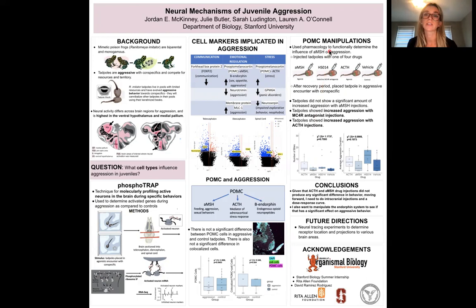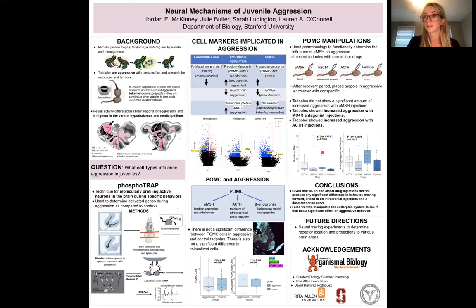We used pharmacology to functionally determine the influence of POMC on aggression. So tadpoles were injected intraperitoneally with one of 4 drugs: alpha-MSH, which is an agonist; HSO14, which is a selective MC4R antagonist; ACTH, which is an agonist, as well as a vehicle that we used as a control. So these tadpoles were injected, they went through a recovery period, and then they were placed in aggressive encounters with conspecifics, very similar to this encounter over here.